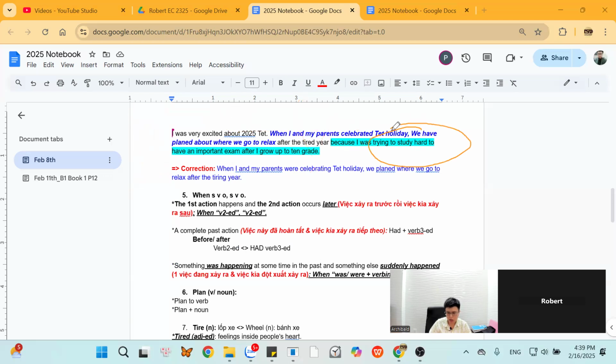So you said you study hard. You study hard to have, or you study hard to what, Robert? I try to study hard to pass an important exam. Grow up. Grow up means you grow up from a baby to an adult. We don't use grow up to talk about grades at school or classes at school. Right now you are in grade 9, and after 2025, you are going to move to grade 10. So can you fix the sentence?